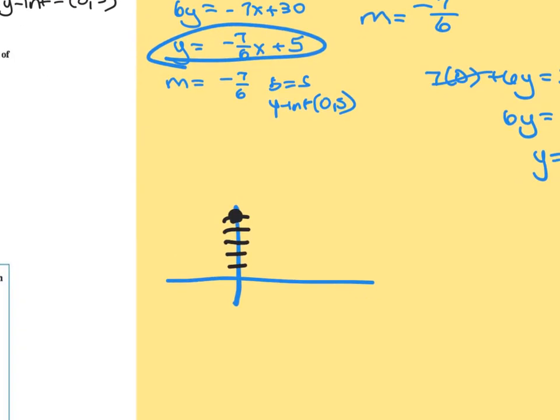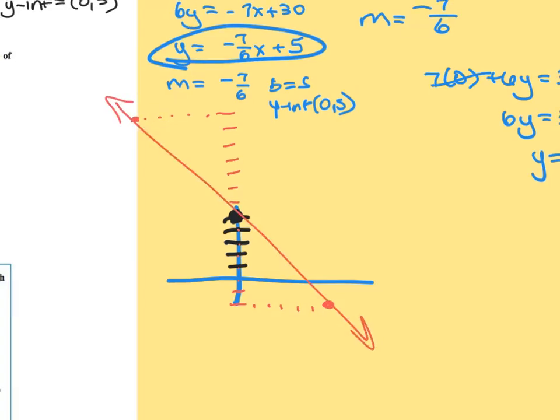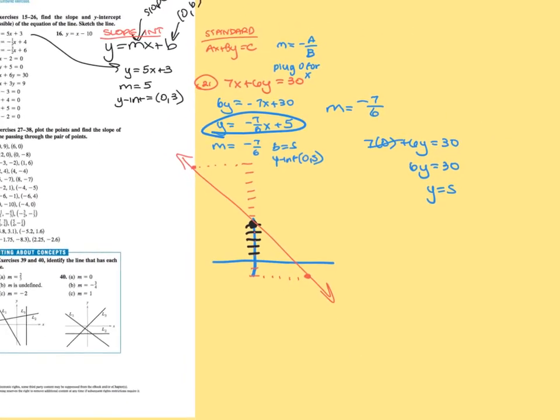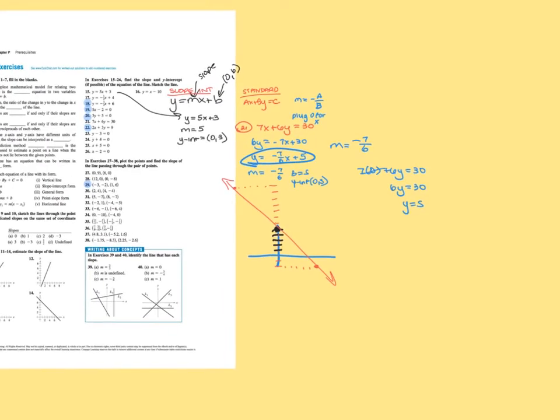So if my slope is -7/6, I'm going 1, 2, 3, 4, 5, 6, 7, down 7, and 1, 2, 3, 4, 5, 6 to the right, 6. Or I can go up 7, 1, 2, 3, 4, 5, 6, 7, and to the left, 1, 2, 3, 4, 5, 6. Either way, you get your line. So it doesn't matter if you keep the negative with the top or the bottom, as long as you don't keep it with both.